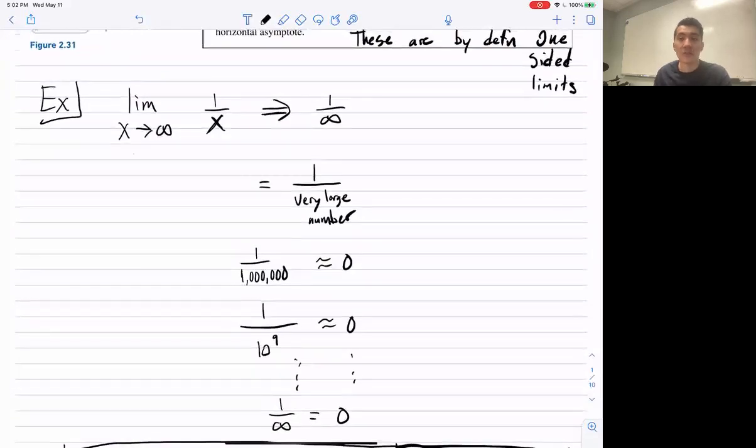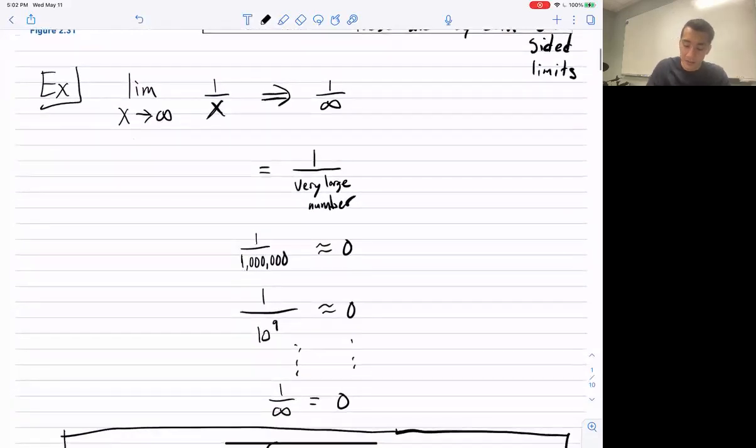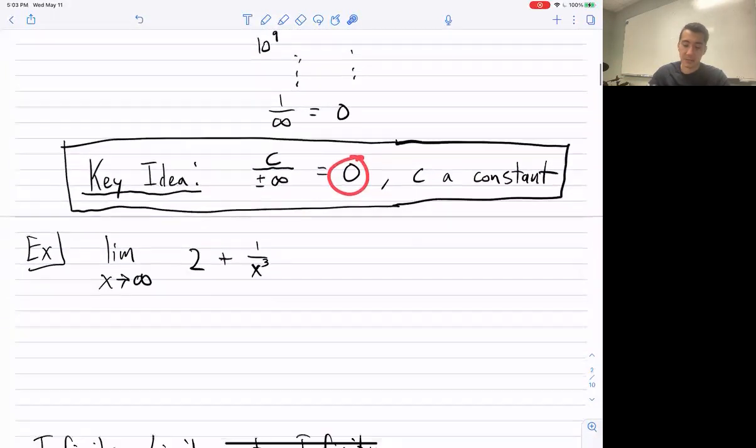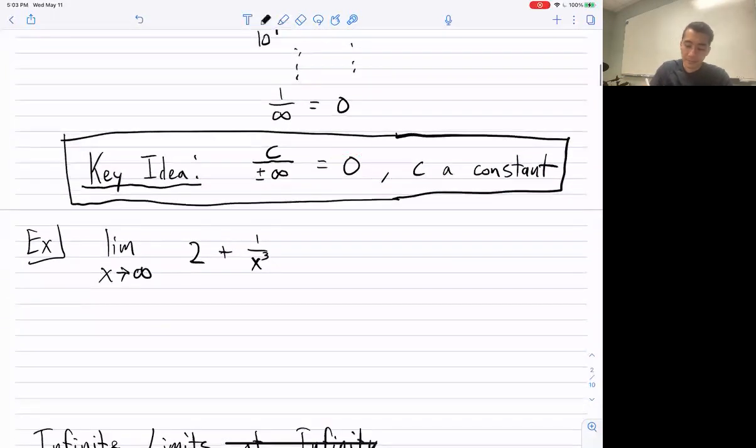And it actually doesn't matter which way we approach infinity. The key idea here is that if you have a constant over plus or minus infinity, it's going to go to 0 no matter what the constant is. And we're going to use that idea for limits all the time. Whenever the bottom is getting really big and the top is constant in comparison, the limit will go to 0.